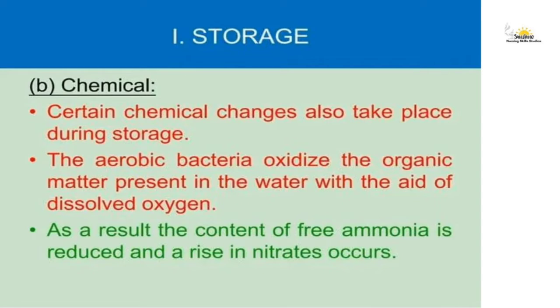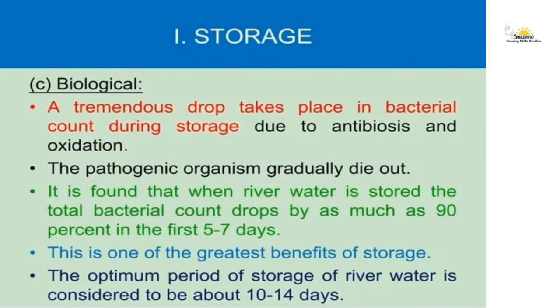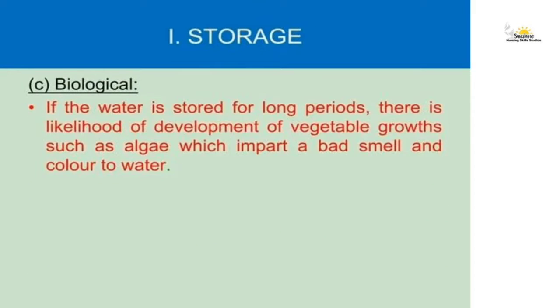When it comes to the chemical method, certain chemical changes take place, that is oxidization takes place, and as a result the content of free ammonia is reduced. When it comes to biological, the bacterial count gets reduced and pathogenic organisms die. So these are the three steps under storage where the water gets purified, and it is the first stage.